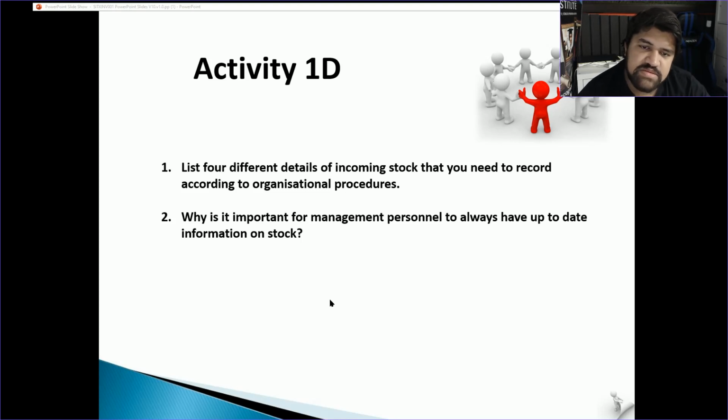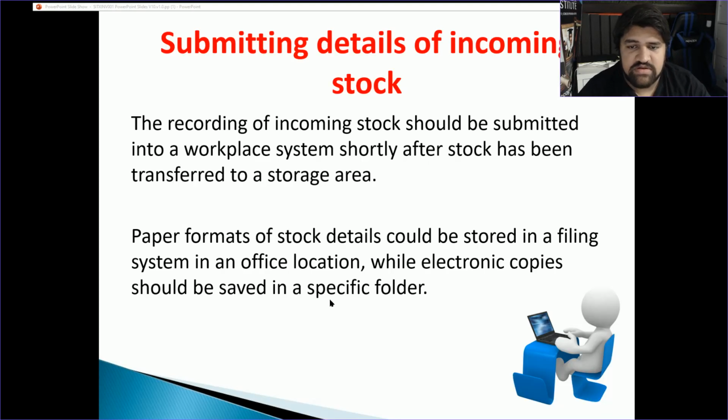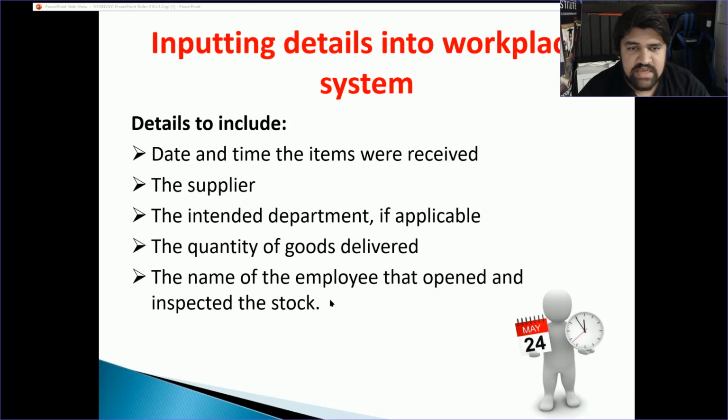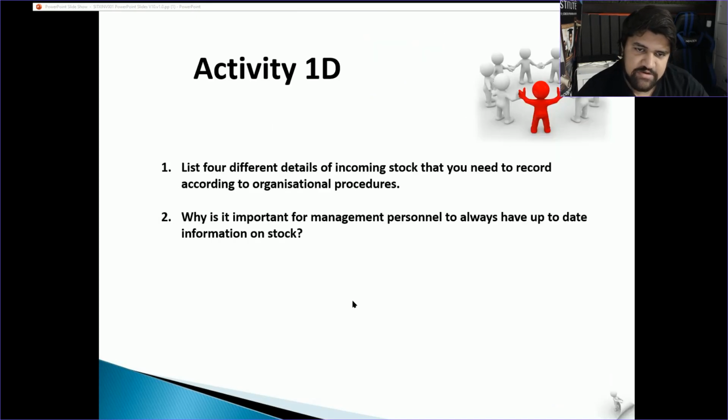List 4 different details of incoming stock that you need to record according to organizational procedures. So we've got the details here: the date, time, supplier, intended department, the quantity of goods delivered, and the employee who opened and stocked them away. You could also put in stock times, the type of stock that you received, raw foods, temperatures that you received them in. There's more things you could add, but that's the bare minimum that you want to at least have on your records there.